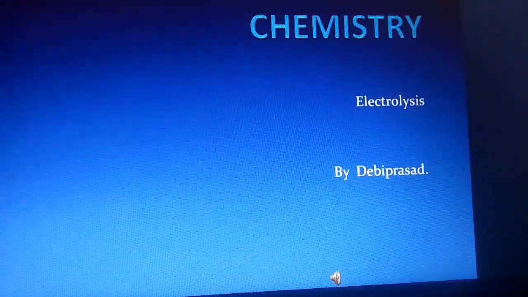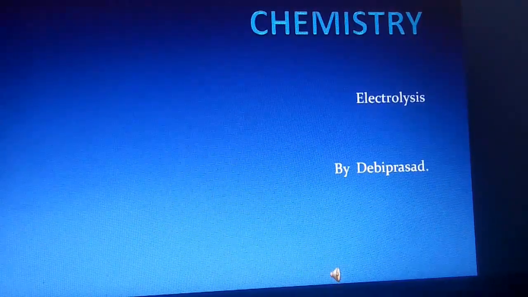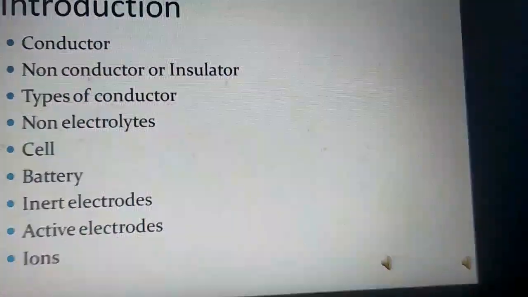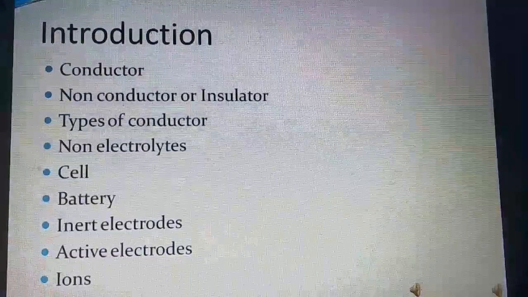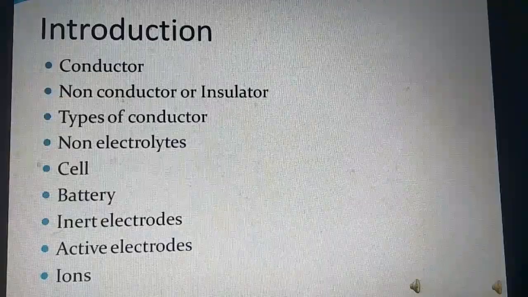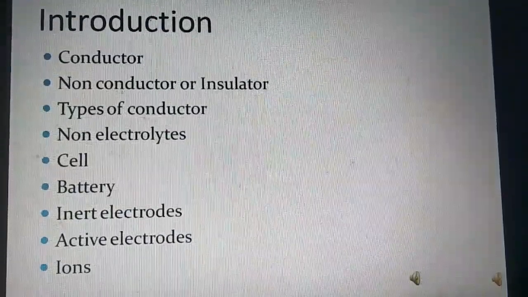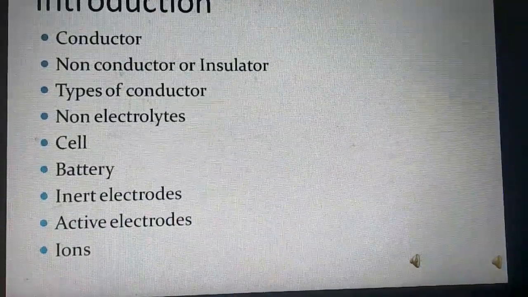Myself Devi Prasad sir. Today I am going to explain you about the chapter Electrolysis. Topics: conductor, non-conductor or insulator, types of conductor, non-electrolytes, cell, battery, inert electrodes, active electrodes and ions.